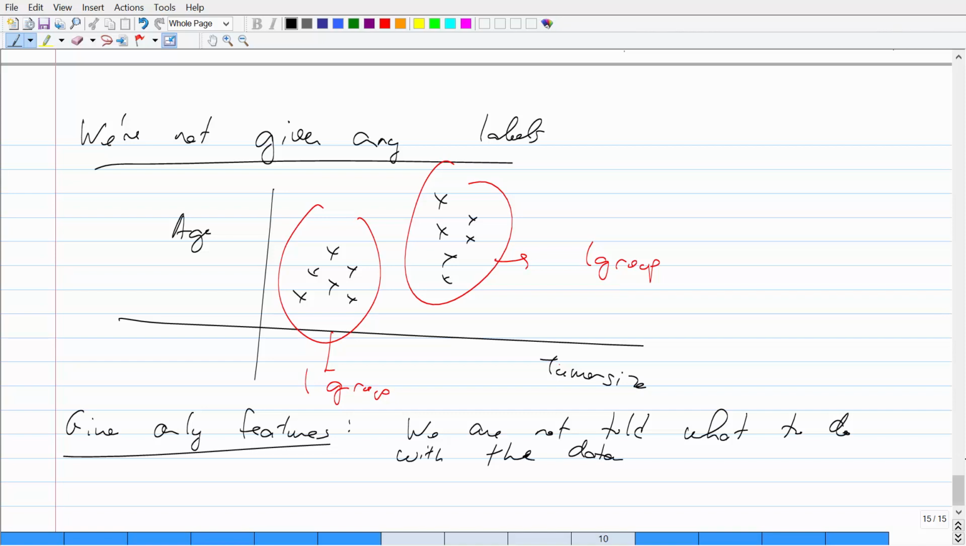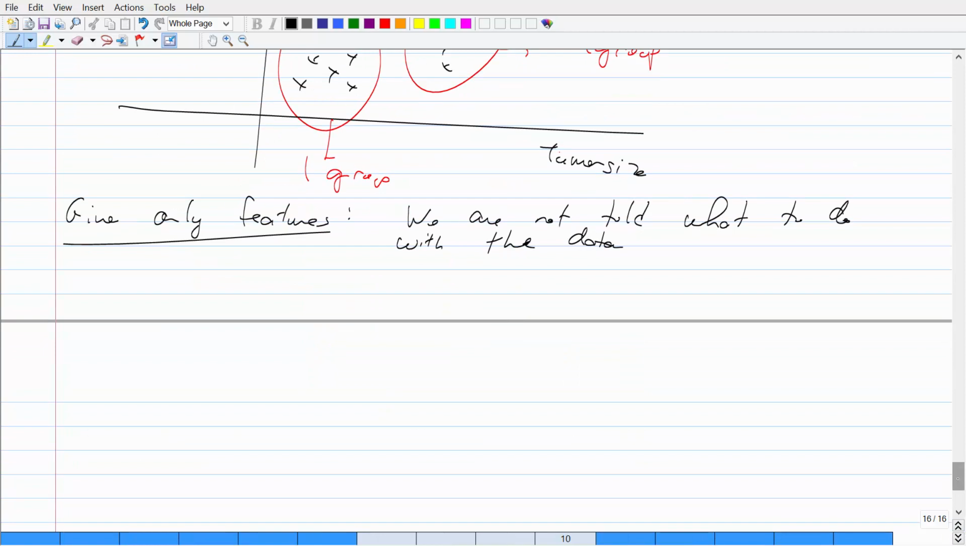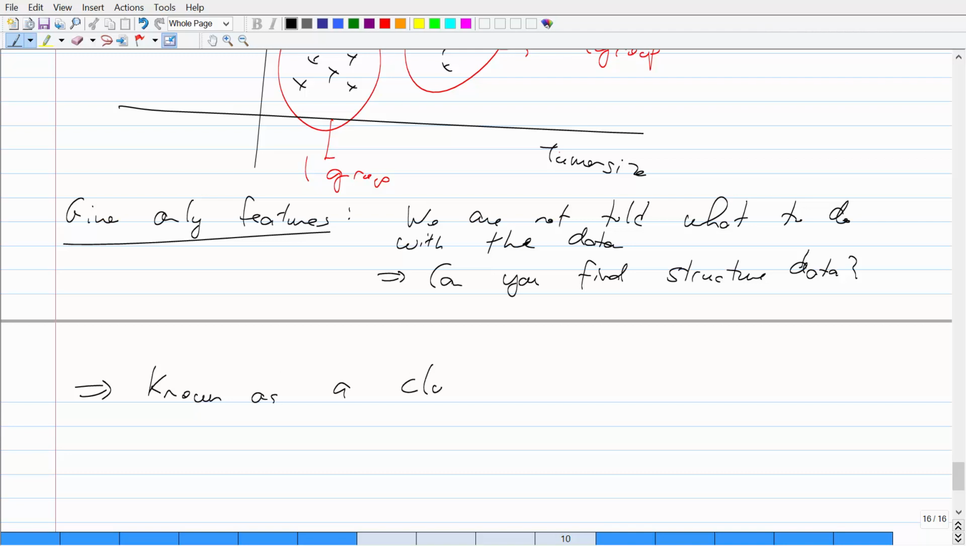Okay, so can you see structure in this data? And of course you can. So the question is, can you find structure in this data? That's the ultimate goal. This is what's known as a clustering problem. There's more than one unsupervised learning algorithm, but clustering is the one that people relate to the best. It's known as a clustering problem because you want to group points into groups where each group has some sort of commonality between all the points.